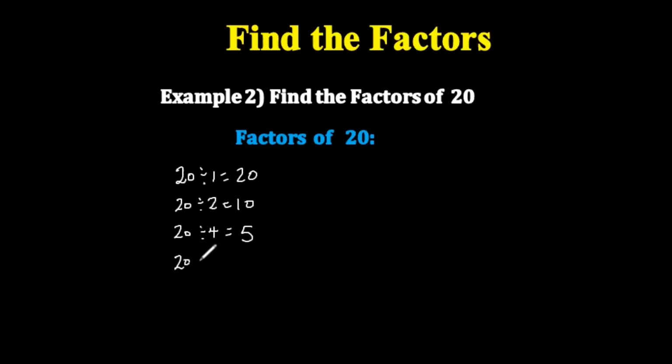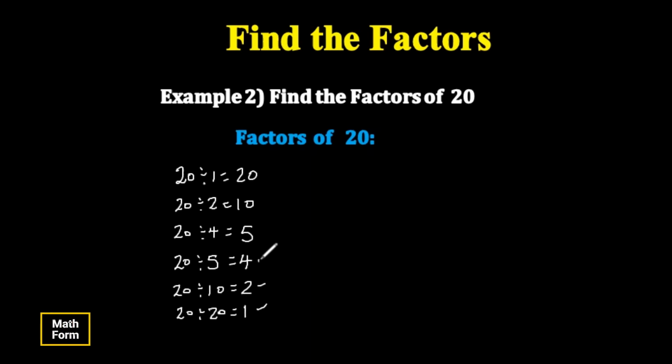20 divided by 5 is 4. 20 divided by 10 is 2. And 20 divided by 20 is 1. Therefore, the factors of 20 are 1, 2, 4, 5, 10, and 20.